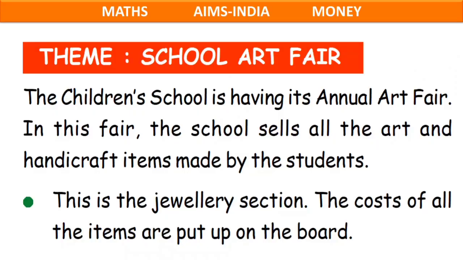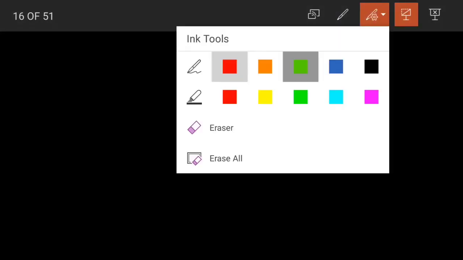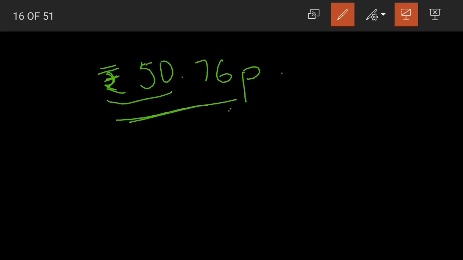So in the previous class we have learned about the basics of money. Yes, in India we trade our currency in rupees. We use rupees, and apart from rupees we have paise as well. If I say this number here, this amount is read as 50 rupees and 76 paise. Yes children, both the rupees and paise are separated by our point here. This will be our paise and this will be our rupees.